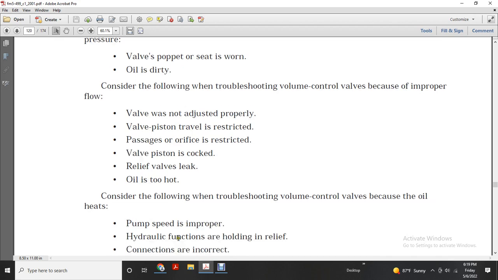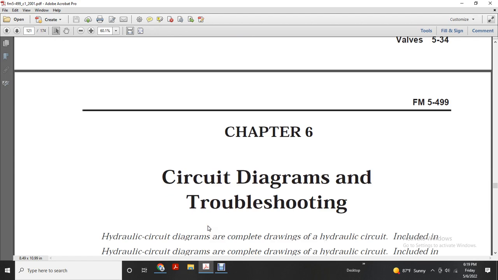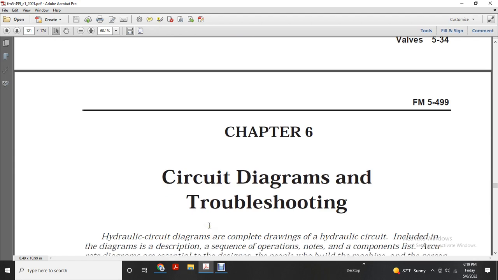Consider the following when troubleshooting volume control valves because the oil heats: the pump is at improper speed, the hydraulic functions are holding in relief, or the connections are incorrect. Chapter 6, Circuit Diagrams and Troubleshooting.